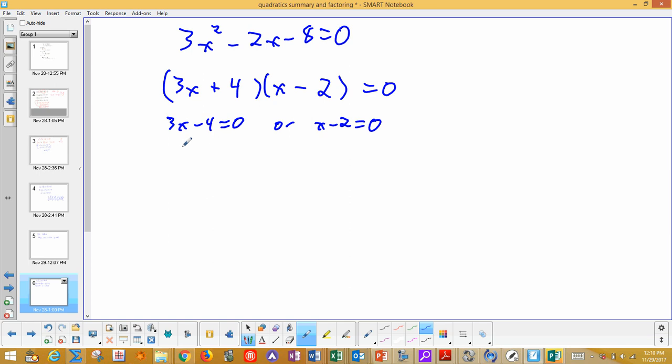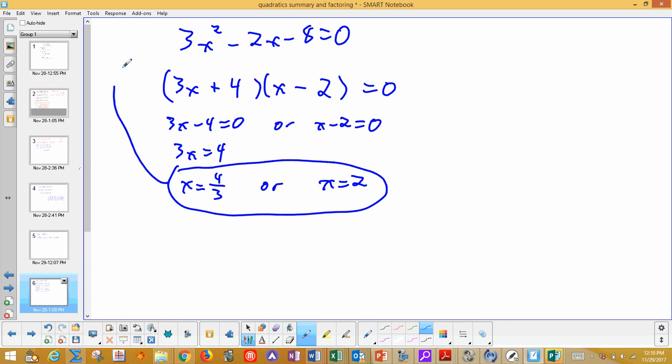So I solve two little equations. I know that 3x equals 4, or x equals 4/3, or x minus 2 equals 0, so x equals 2. Right? So these are my two solutions to this equation.